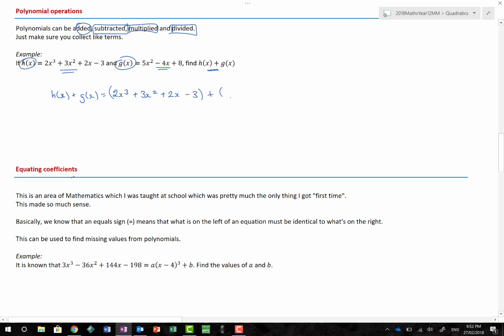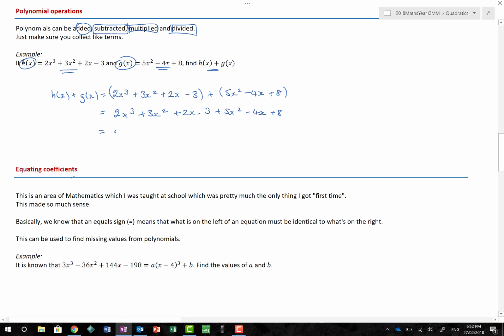That's h of x plus g of x, which is 5x squared minus 4x plus 8. In this situation, the brackets are completely redundant. I don't actually need them, so I can copy things out without the brackets. And let's collect like terms.